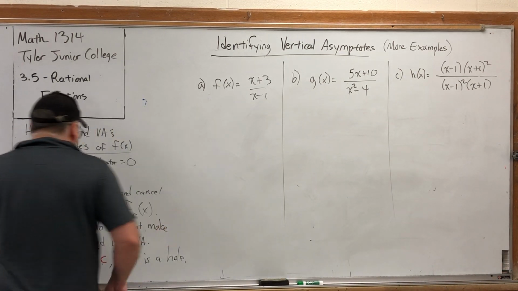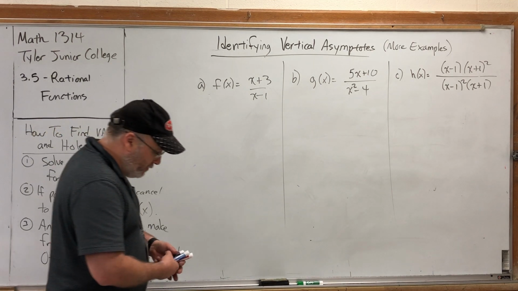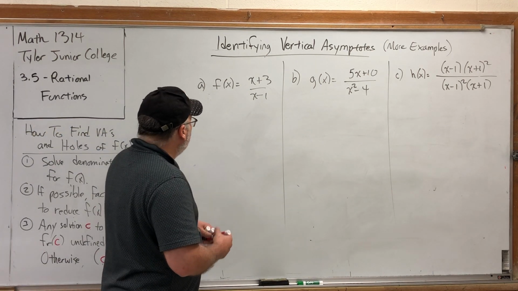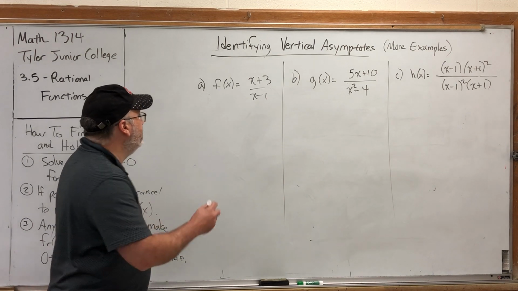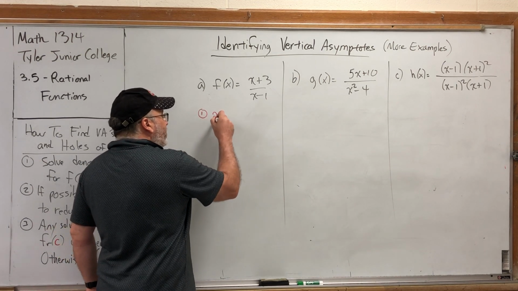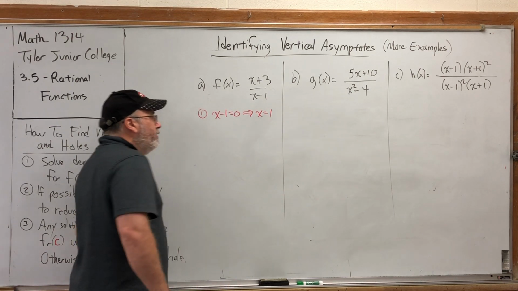Recall that we start by solving the denominator equal to 0, then reducing the fraction if possible, and seeing if those solutions make the reduced function undefined or not. So let's start with A, f of x equals x plus 3 over x minus 1. Step number 1, solve the denominator equal to 0. That's easy, that gives us x equals 1.